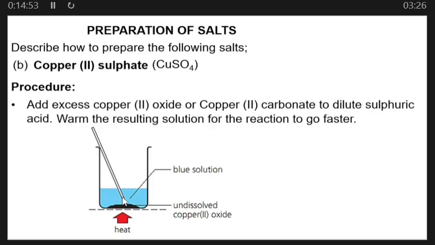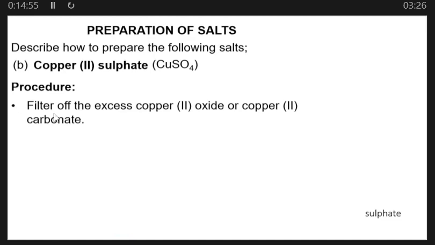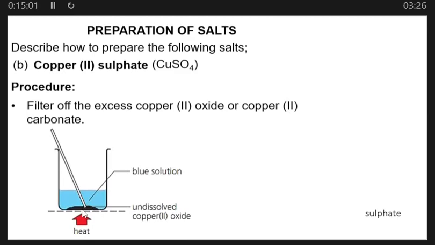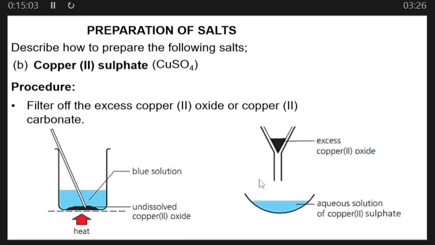All right, so now when we say filter off the excess copper 2 oxide or copper 2 carbonate, it is this excess here which has not dissolved, that you must filter here, put through the funnel. So the excess copper 2 oxide that hasn't reacted must remain on the filter. You throw it away. Then this copper 2 sulfate solution here is collected. So aqueous solution of copper 2 sulfate is here. That's where the copper 2 sulfate is.